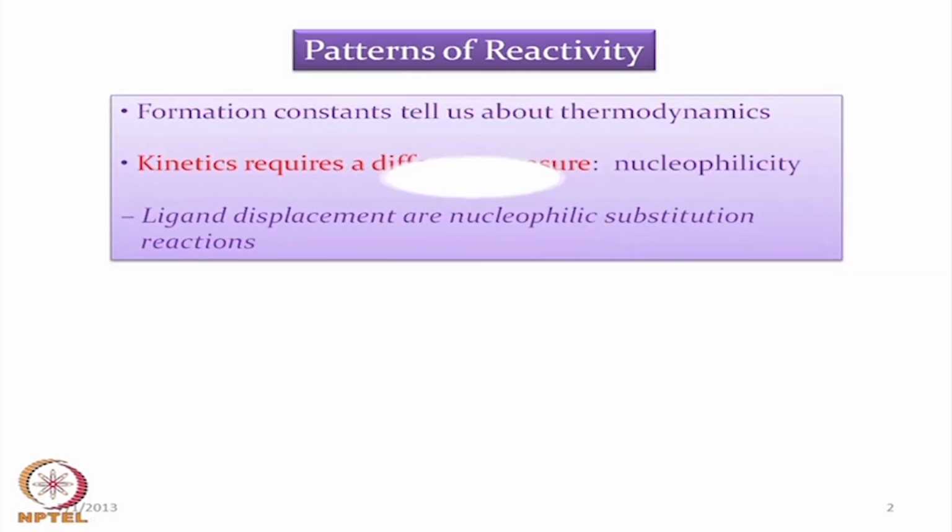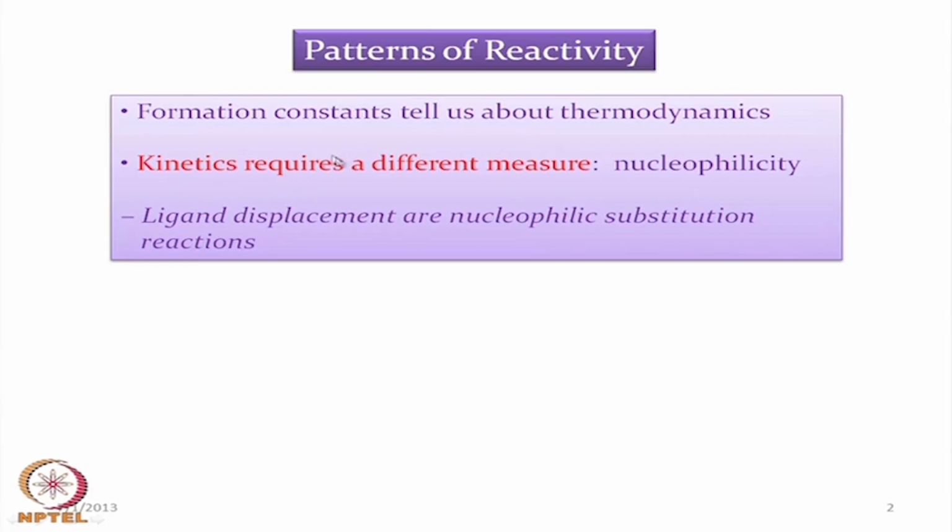Among these patterns, the formation constant tells us about the thermodynamics. The K value, the equilibrium constant or formation constant, tells us about the thermodynamic stability of the metal complex. If we have M plus Ln, or ML6, we can determine the equilibrium constants or stepwise formation constants for the different steps, the thermodynamic parameter, as well as the corresponding delta G values.